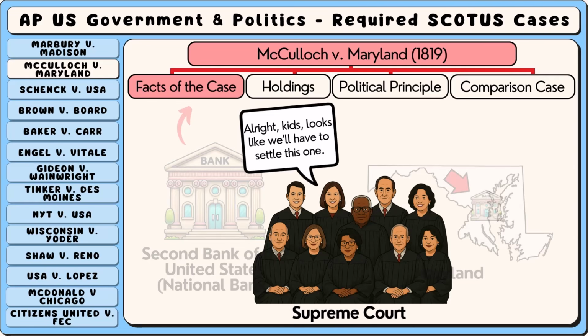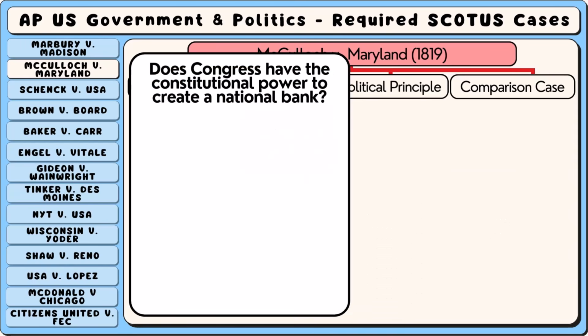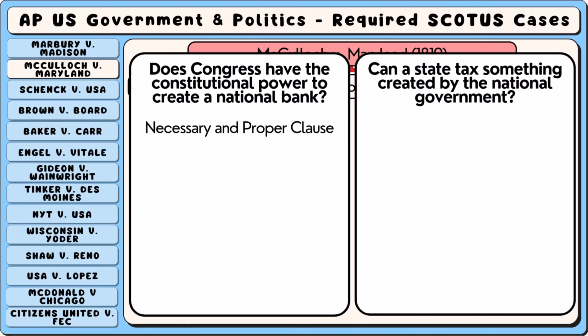This created two big questions that the court needed to answer. First, does Congress have the constitutional power to create a national bank? This was answered by the Necessary and Proper Clause. Second, can a state tax something created by the national government? This was answered by the Supremacy Clause.